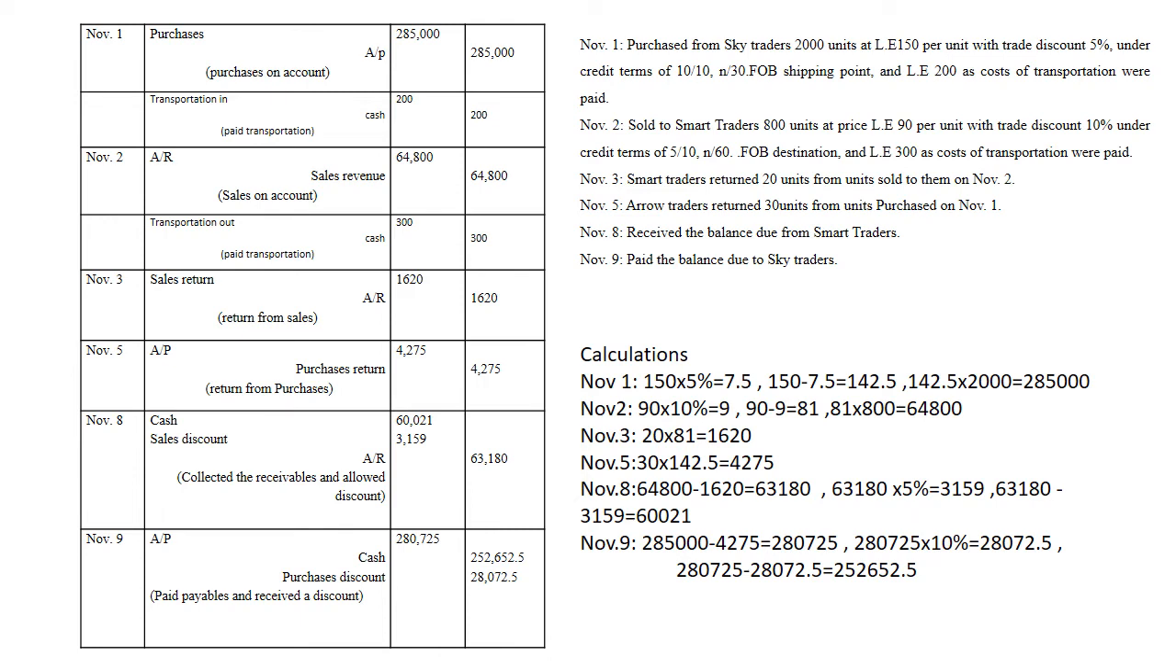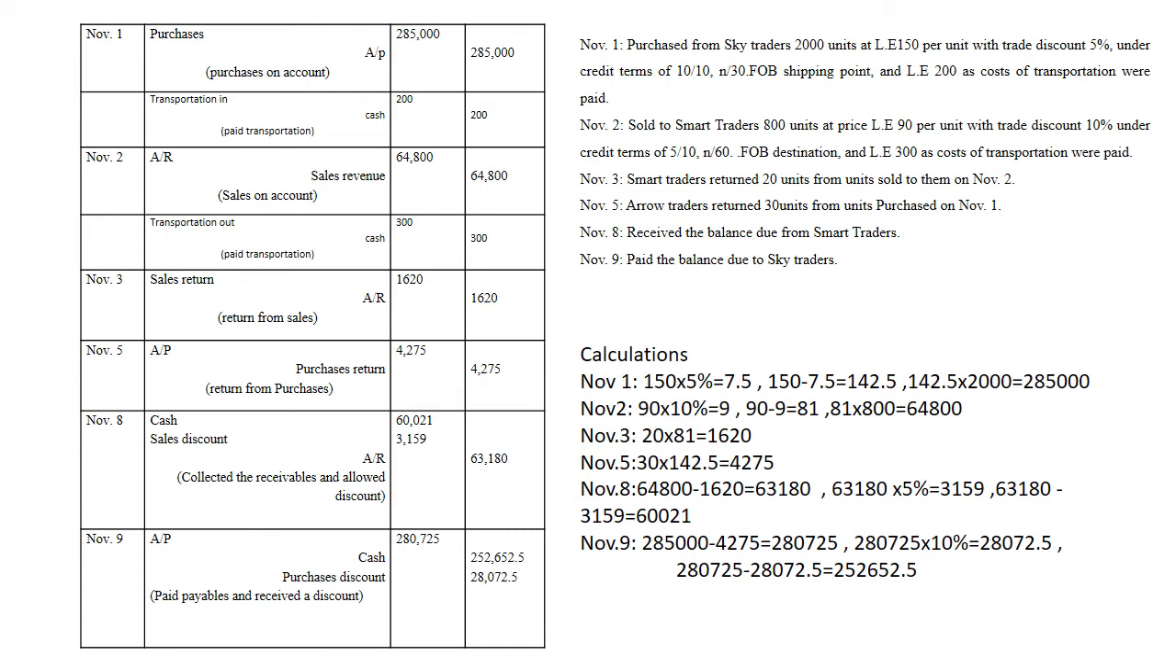because the price used to be 142.5. Multiply 30 by 142.5, then the returned goods value is 4,275. This return is return from purchased goods. Arrow Trader, the one who purchased the goods on November 1, is the one who is returning back the goods. So it's return from the purchases. It closes part of the accounts payable and reduces the amount of purchases by purchases return.